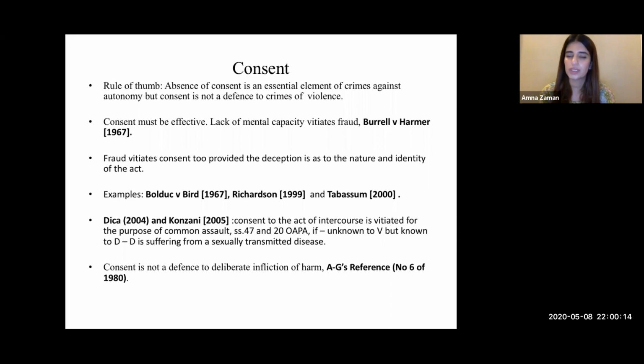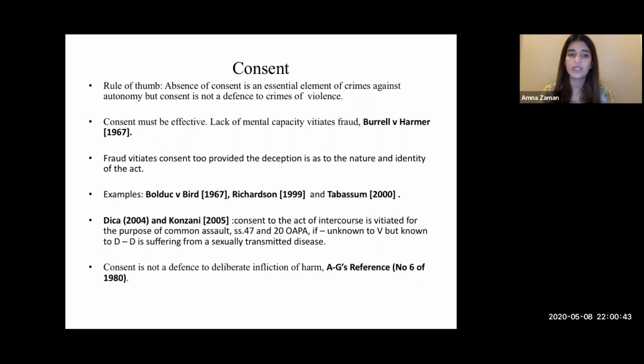This was seen in the authority of Burrell against Harmer, in which the defendant carved tattoos on two teenagers with their consent. When the defendant was convicted, his argument was that the victims consented. The court rejected this argument, and the court said that their consent was not effective because they lacked the capacity to consent. Another important aspect is the element of fraud.